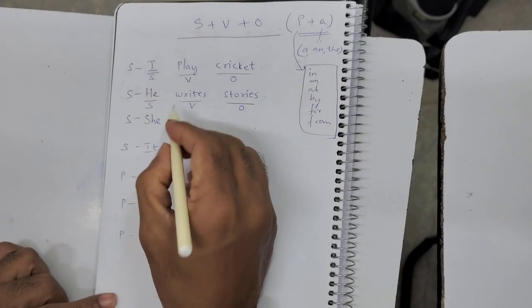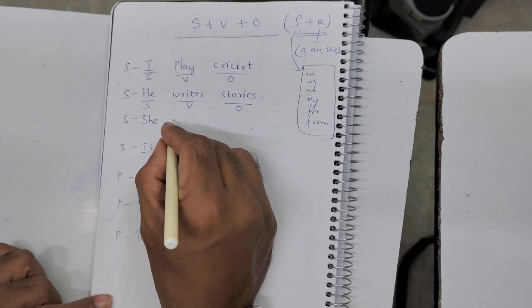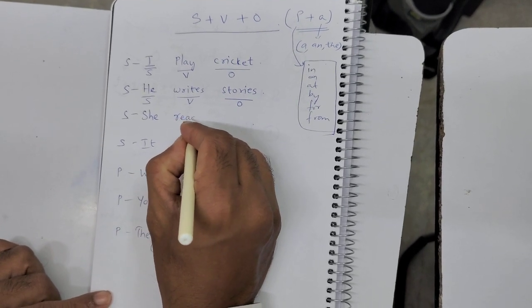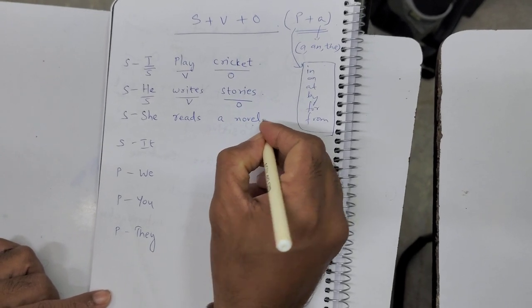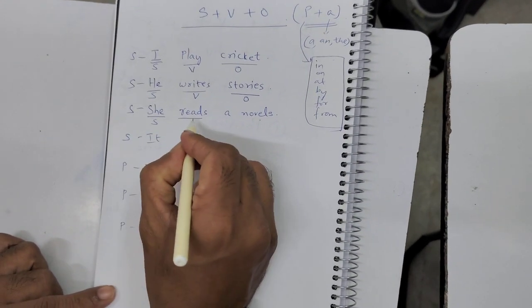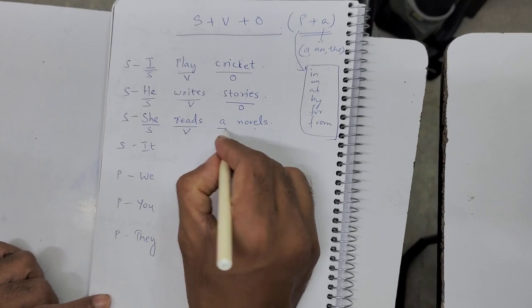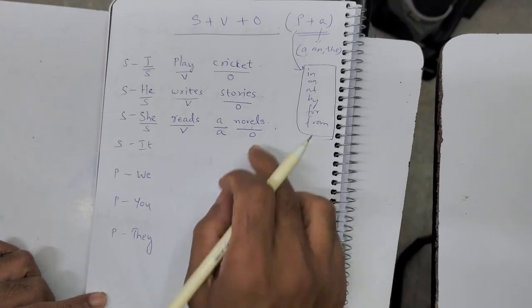Right. Next, she dances. Wait. She reads a novel. Okay, she reads novels. What is that she here? Subject. Verb is reads. Here a is the article and novels is the object. Okay, so this is one sentence.